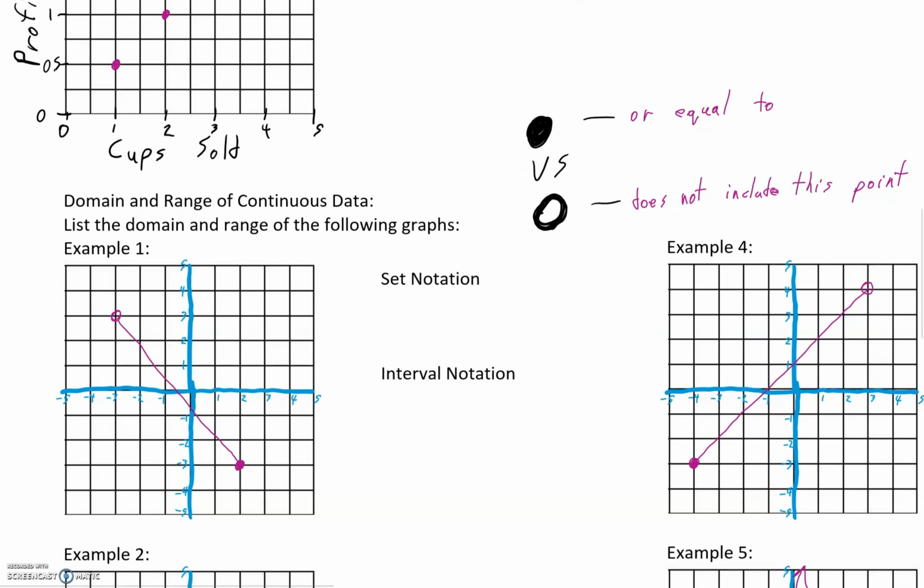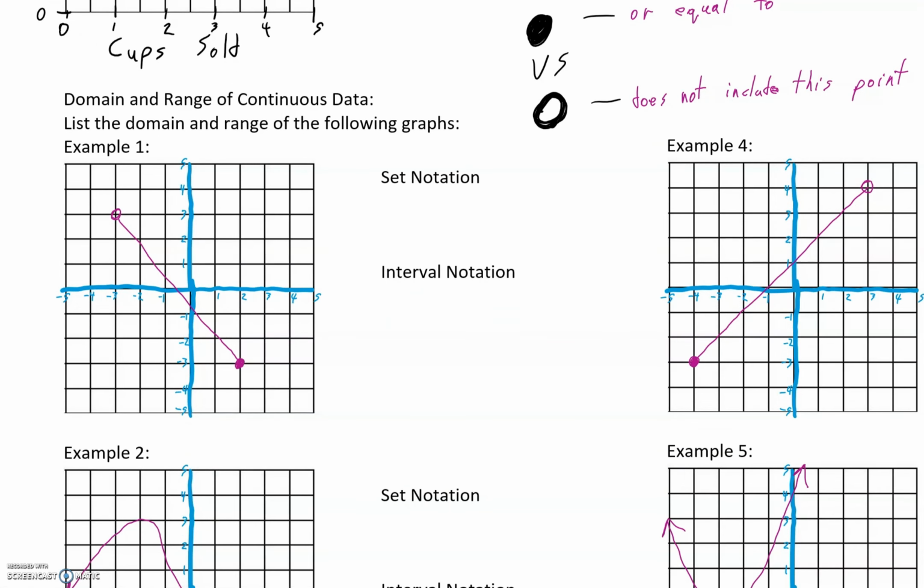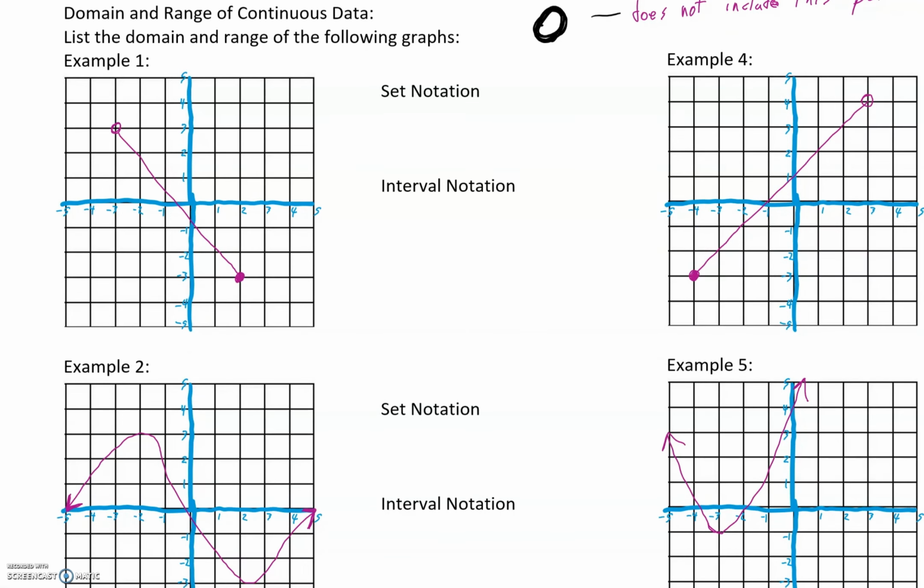Okay, so to continue on with this topic with continuous data, we use a closed circle like that to determine or equal to, and we use an open circle if it does not include that point. So if it's closed, it includes the point. If it is open, it does not include the point. So I'm going to do example 1, 2, and 3, and then I highly recommend you try examples 4, 5, and 6. If you guys can do 1, 2, and 3, pause the video certainly and try it yourself.